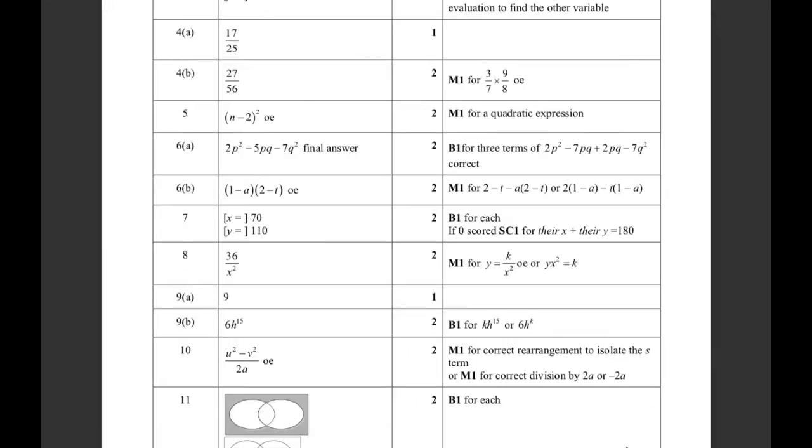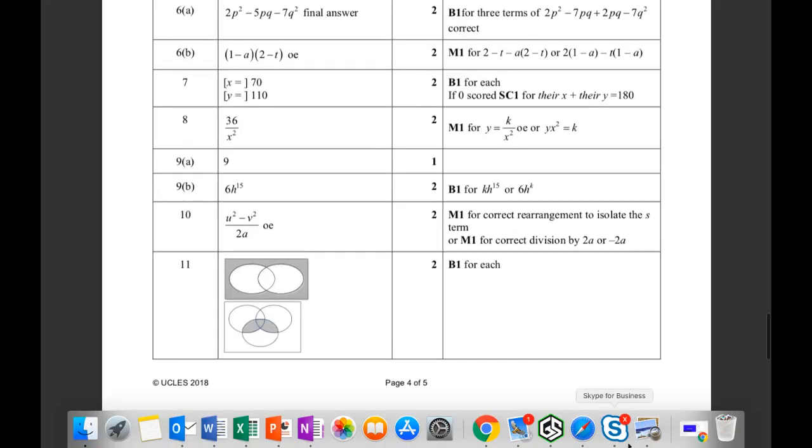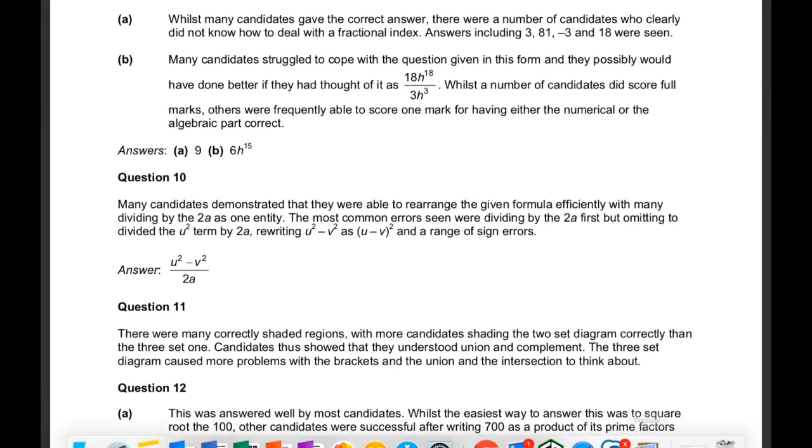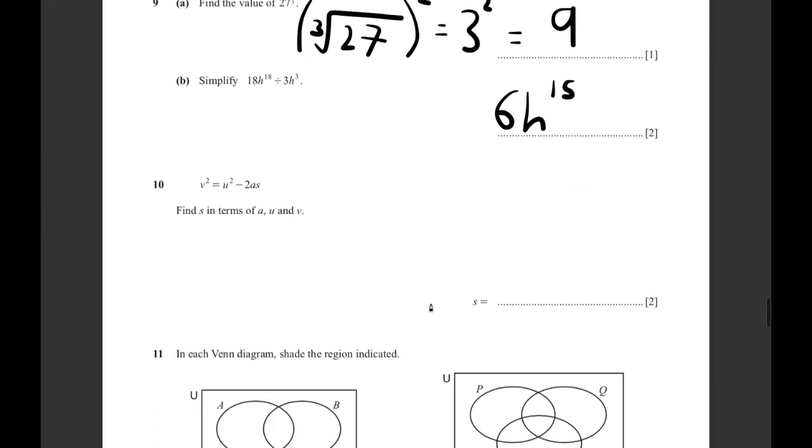Question 10. That's the mark scheme there. Your benefit. See what's coming. And let's have a look. So v squared equals u squared minus 2as, which you should know from physics, the velocity formula, and then find s in terms of a, u, and v, i.e. we want to make s the subject, and it's a different way of writing the same thing. So we want to make s the subject.